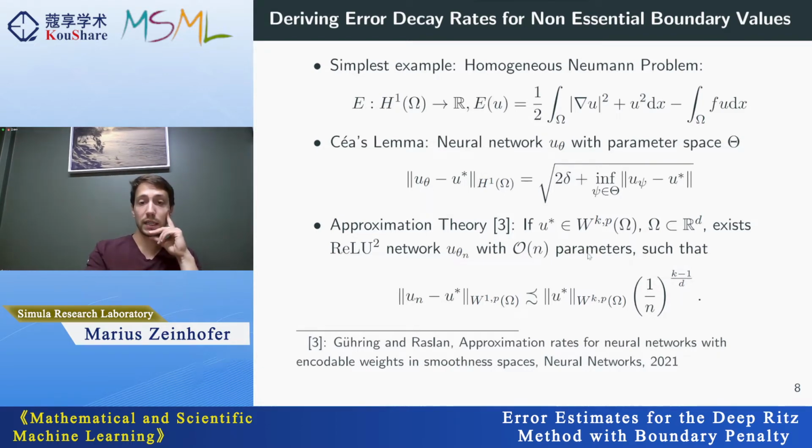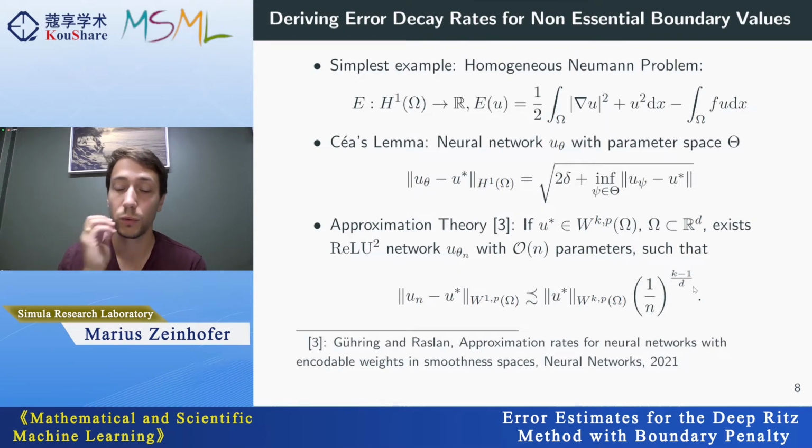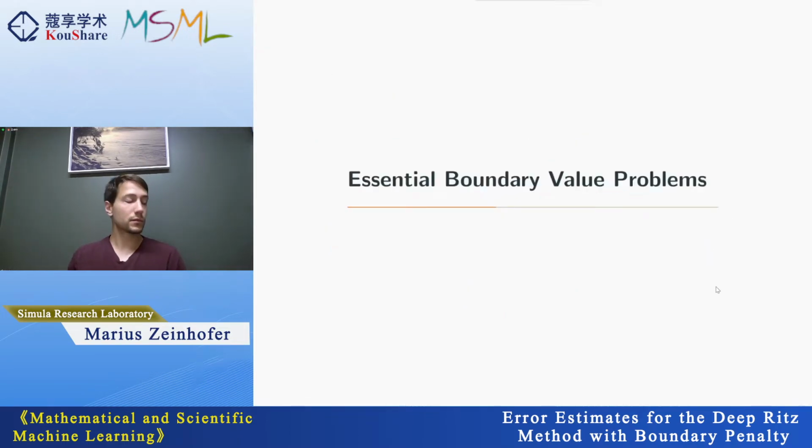And there are quite some results in the literature which we can use for this last term here. I have here an example from Gühring and Raslan where it says if this U star happens to be in W^{k,p}, so has increased regularity, then there is a ReLU squared network with O(N) many parameters, so that we get this rate here. So now this estimate really turns into an error decay estimate. I will talk a little bit about the rates and what you can learn of them with respect to the dimension d later on. So now we can turn to essential boundary value problems.